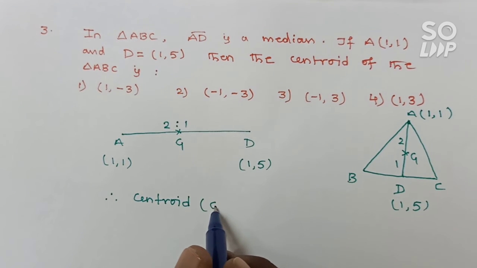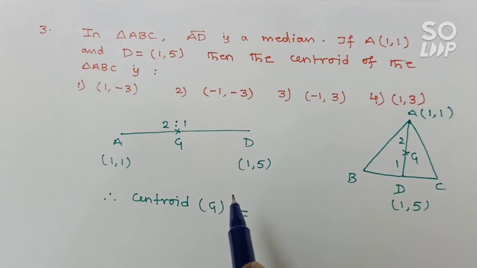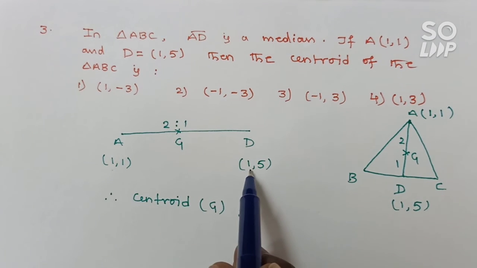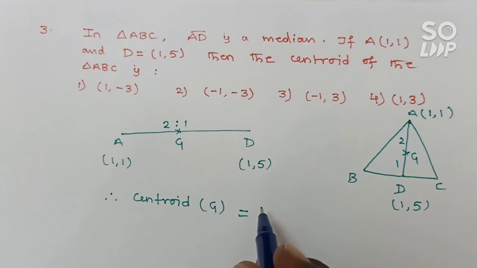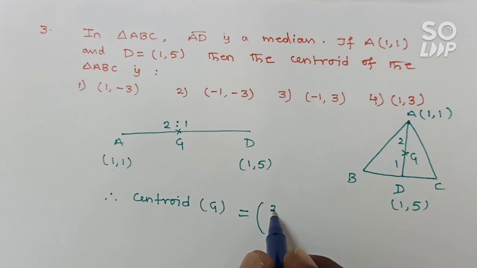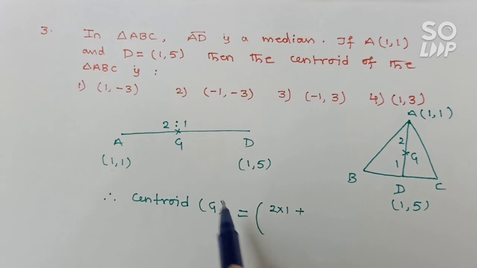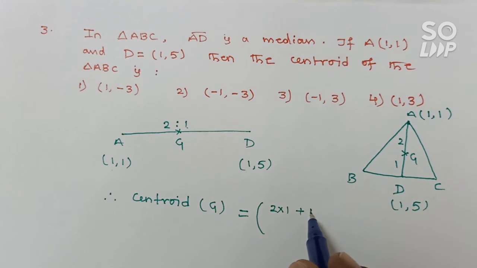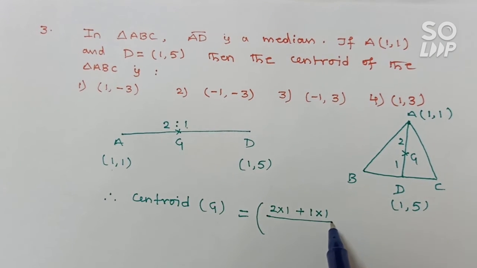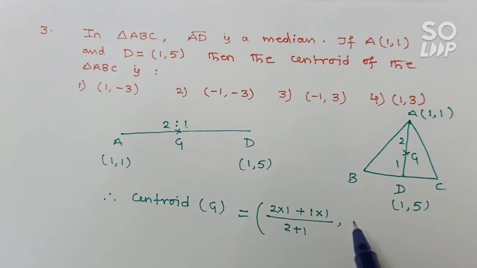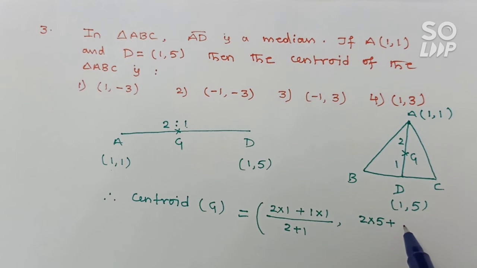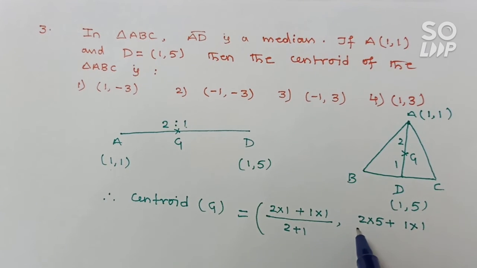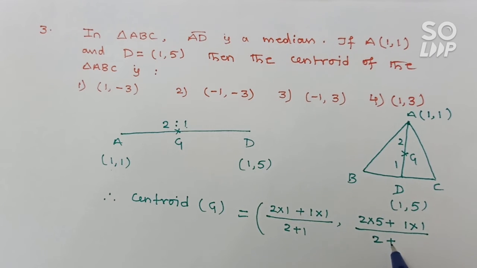What is the internal section formula? This is (x1, y1), this is (x2, y2), and the ratio is L to M. So L into x2, that is 2 into 1, plus M into x1, that is 1 into 1, whole divided by L plus M, that is 2 plus 1, comma L into y2, that is 2 into 5, plus M into y1, that is 1 into 1, whole divided by L plus M, 2 plus 1.